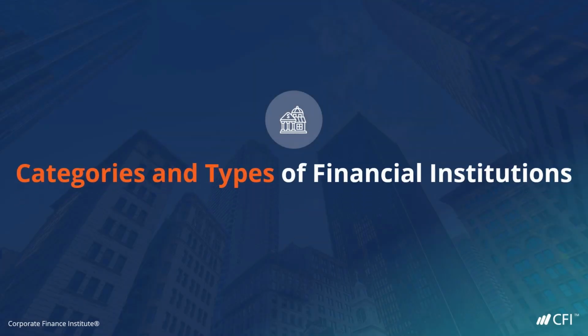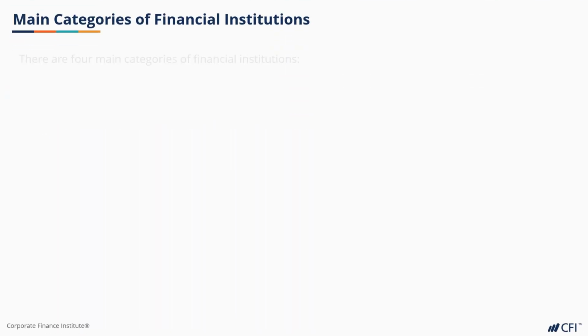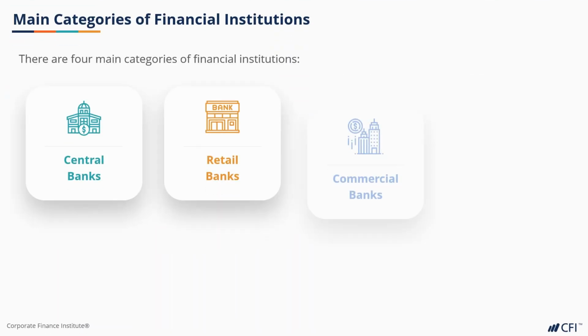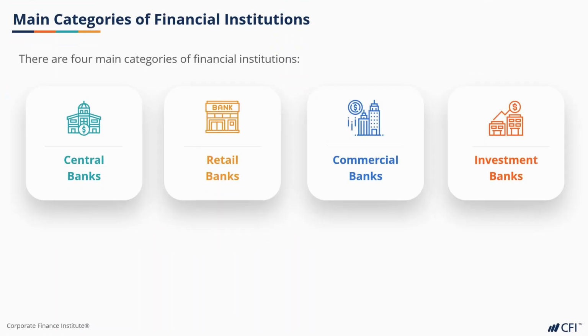The major categories of financial institutions include central banks, retail banks, commercial banks, and investment banks. Central banks are those that oversee and manage all the banks in their respective country. They also set the monetary policy for the country and are usually referred to as the Bank of, and insert the country name here, like the Bank of England, the Bank of Canada, etc. In the United States, the central bank is called the Federal Reserve.